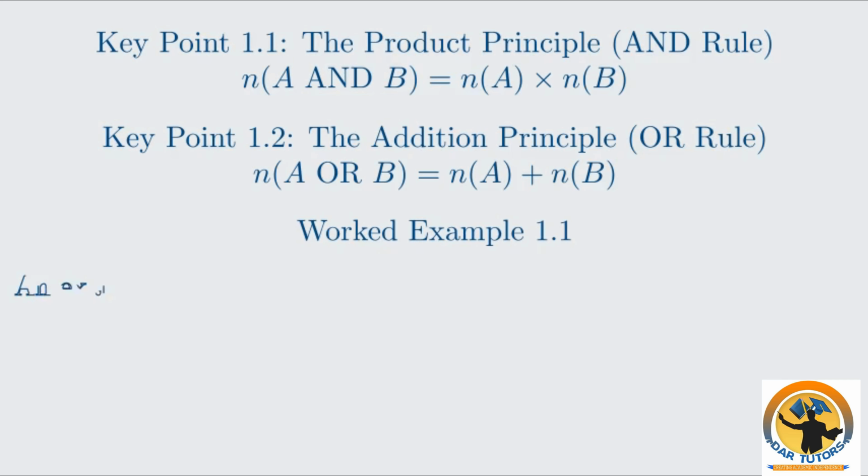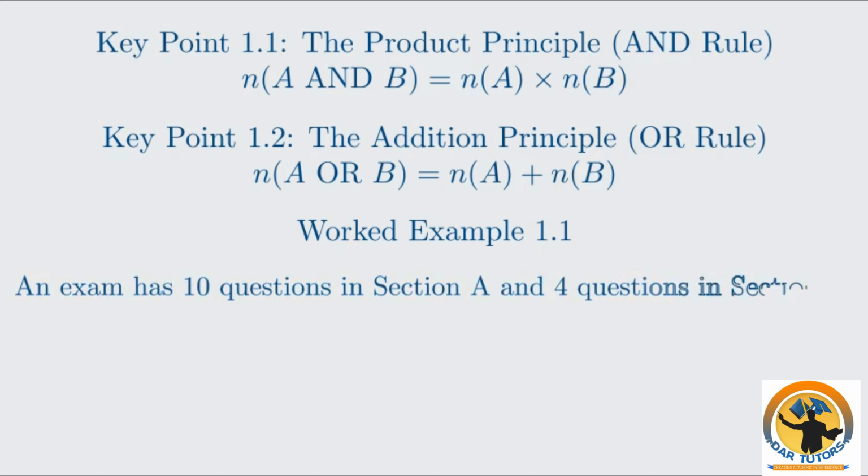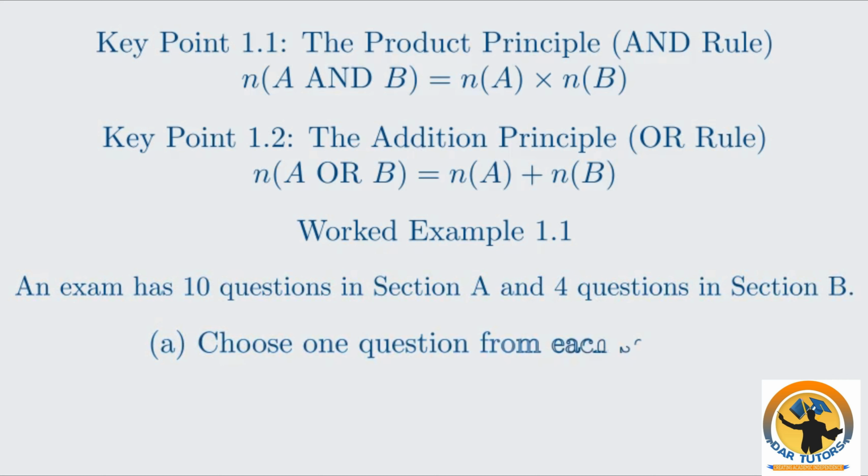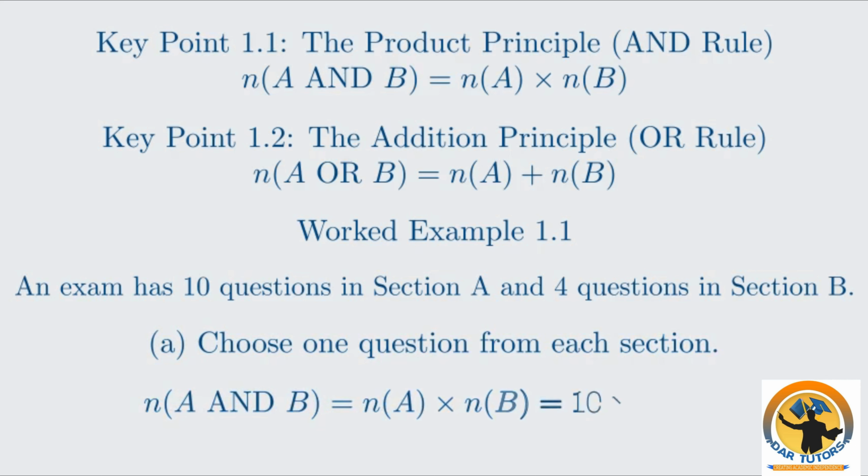Let's look at a worked example. An exam has 10 questions in section A and 4 questions in section B. Part A asks, how many ways are there to choose one question from each section? The key word here is each, which implies AND. We need to choose from section A and from section B. So we apply the product principle. The number of ways is 10 times 4, which equals 40. There are 40 different pairs of questions you can choose.